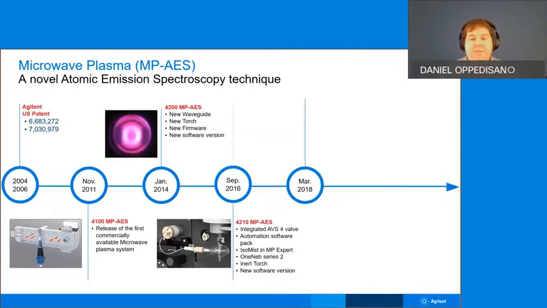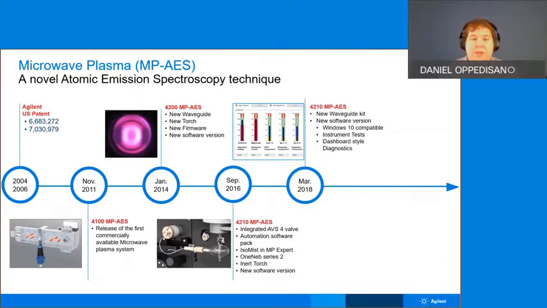An update in March of 2018 brought with it a new waveguide kit and a new software version, now with Windows 10 support. It also added a number of instrument tests designed to allow users to do a health check and monitor performance of their instrument to give information about problems so they can be fixed by the user.